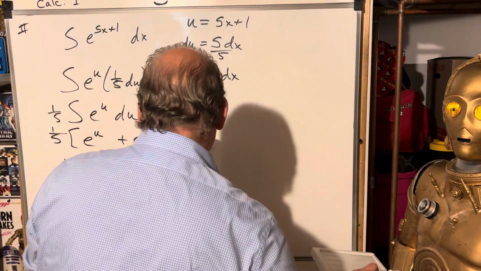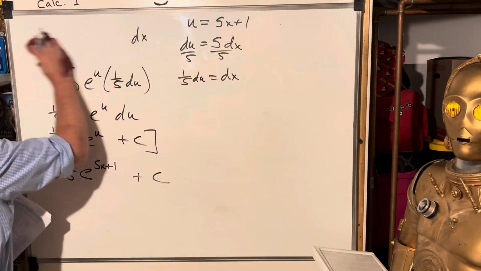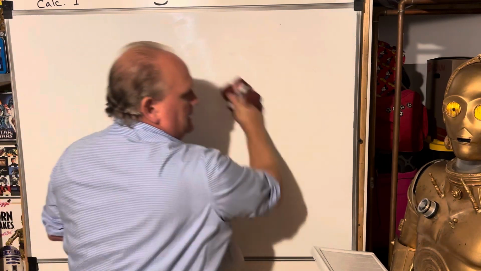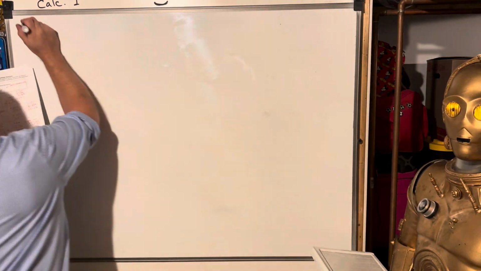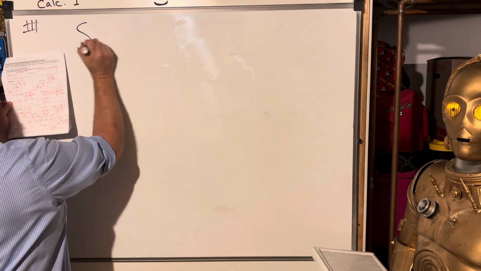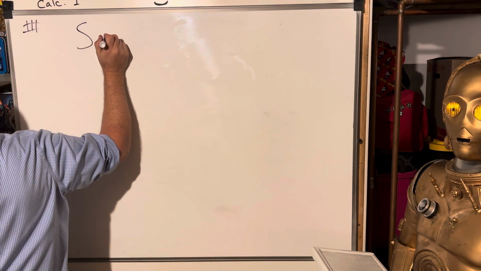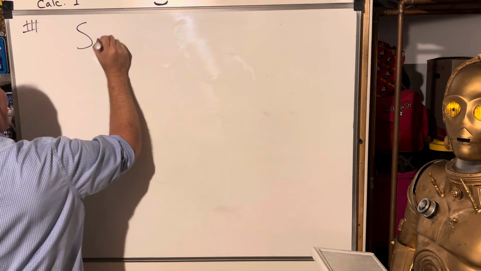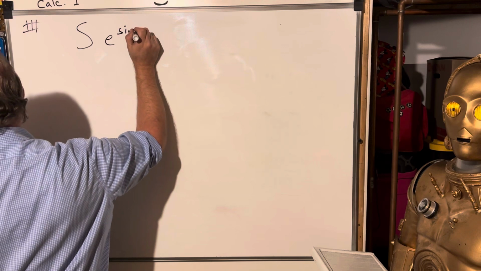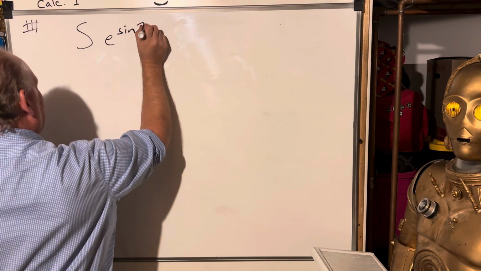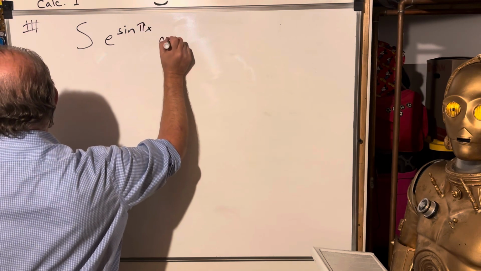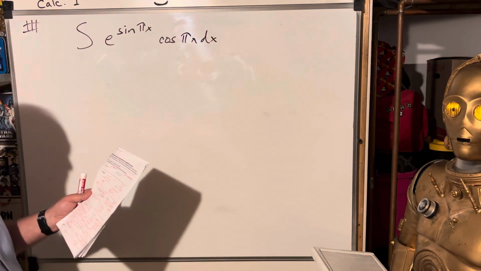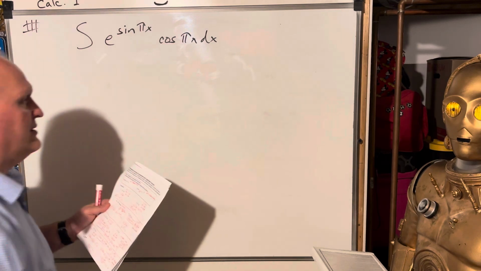Well, let's look at 3. All right. Number 3. We have, oh boy, what is that? e to the sine pi x. What a weird power. e to the sine pi x, and then times cosine pi x dx. Okay, I think this one is actually a lot easier than you're going to think it's going to be.